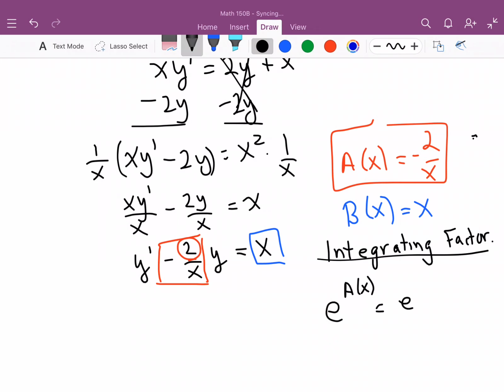But here is how I compute this. I go e to the negative integral 2 over x. And sorry, I'm supposed to take the integral of whatever a of x is.